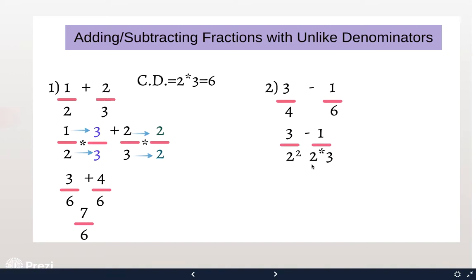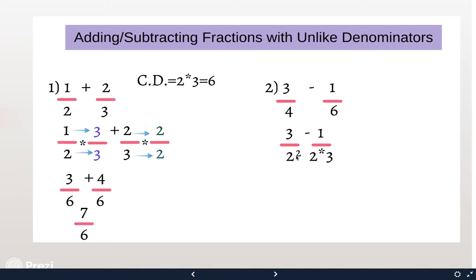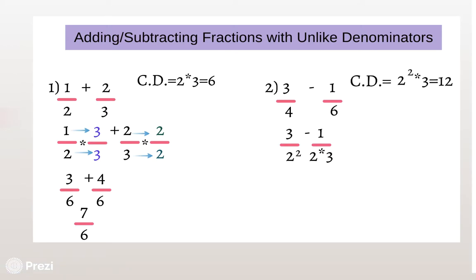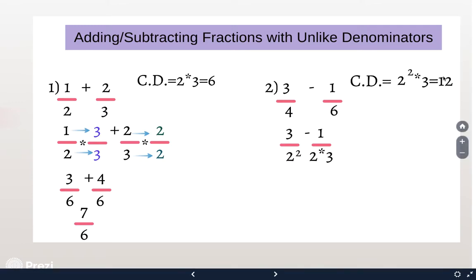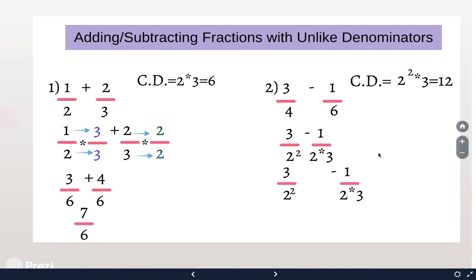Now my 2s are in each denominator, so remember, you must pick the one that has the higher exponent, which is 2 squared. So my common denominator will be 2 squared times 3, which is eventually going to be 12. 2 times 2 is 4, times 3 is 12. Alright, you guys, so I've split up my fractions.